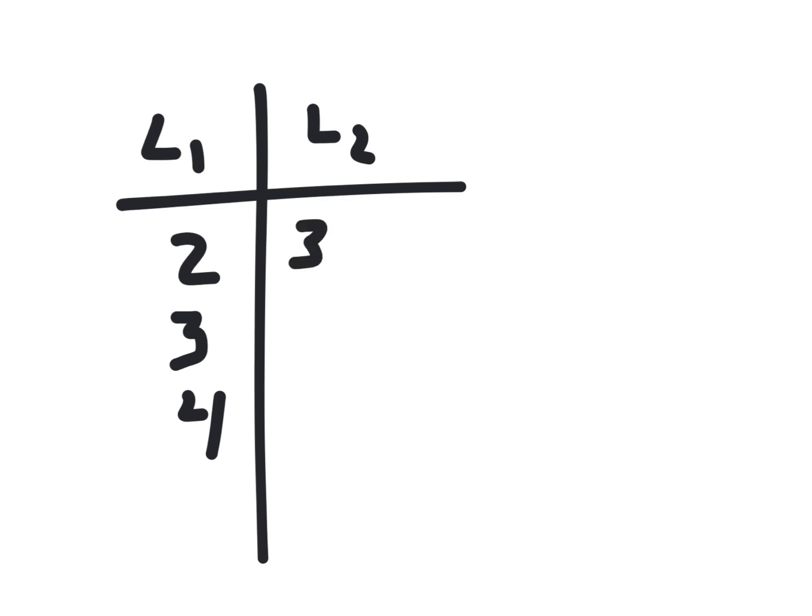And then put in 30, 42, and 51. So list 1 is 2, 3, 4, then list 2 is 30, 42, and 51. I think you can read them right off the board there. 2, 3, and 4, 30, 42, and 51.